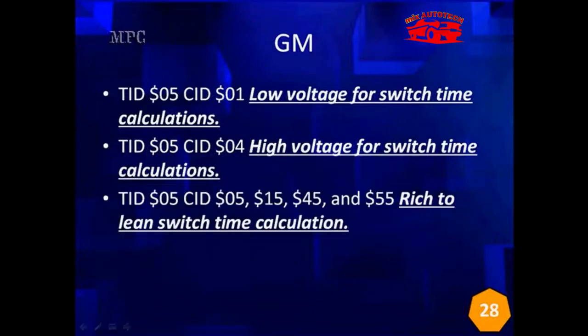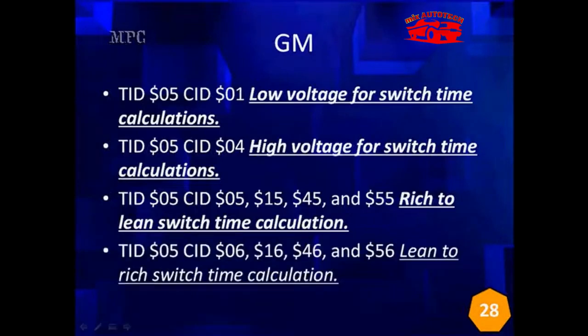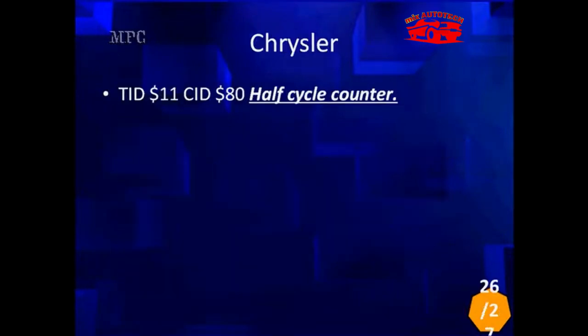The next criteria is the time from rich to lean, or rich to lean switch time calculation, based on those low voltage, high voltage measurements we made. And again, all of this is taking place in that time frame of the air-fuel ratio of 14.4 to 14.9. Mode 5 is also going to measure lean to rich switch time. Is it going equally fast in both directions?